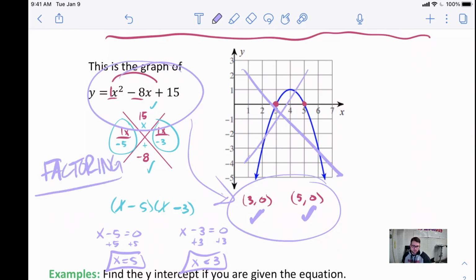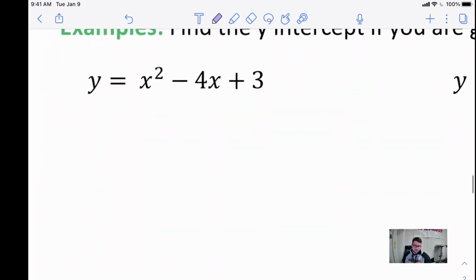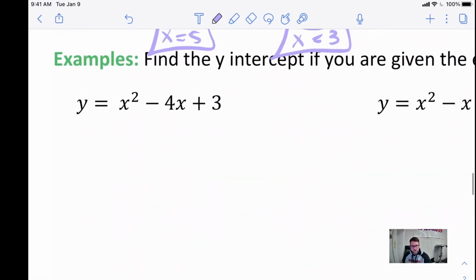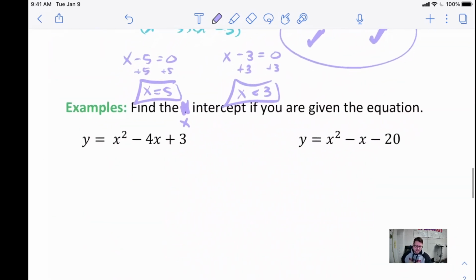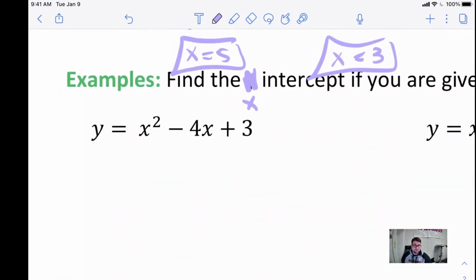So that's what we're going to practice right now. So here's another graph. They want us, it says y-intercept again, I must have made a mistake making these, to find the x-intercepts if we are given these equations. Here's how we're going to do it. We're going to factor. So come on over.